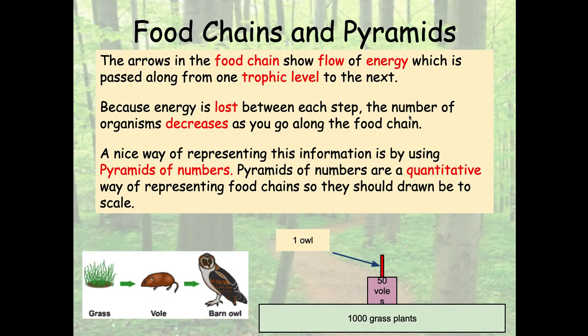So, food chains. One of the questions you're likely to be asked is, what do the arrows represent? And the arrows represent, in a food chain, the flow of energy. And of course, energy is lost at each step.